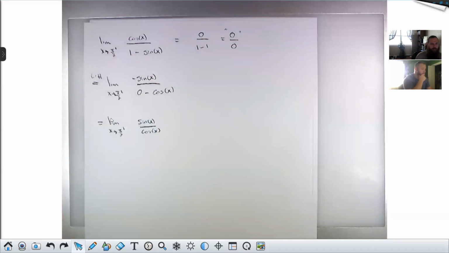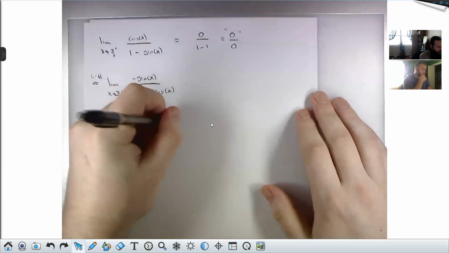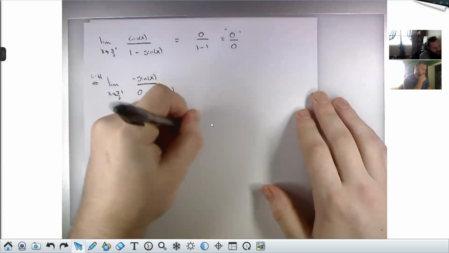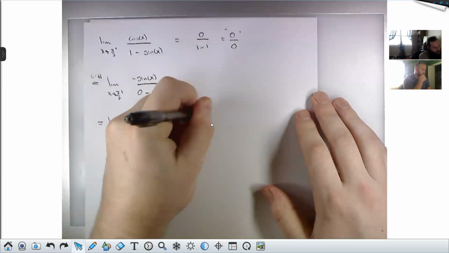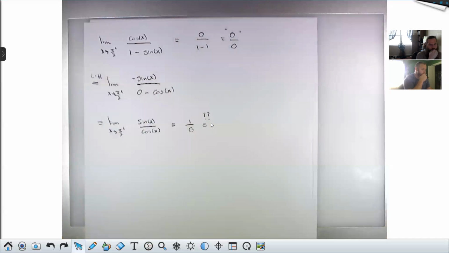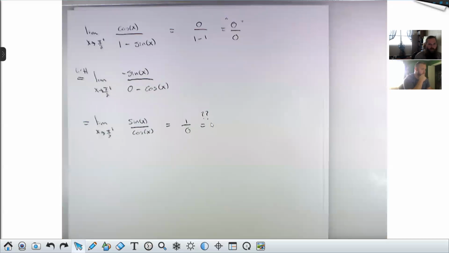So at a glance, if you still try to plug in pi over 2, this doesn't look beautiful, right? The sine of pi over 2 is still 1. The cos of pi over 2 is still 0. So this looks like 1 over 0. And I plugged that in and it wasn't correct. Yeah. So what is 1 over 0? Well, it's DNE. It doesn't exist.